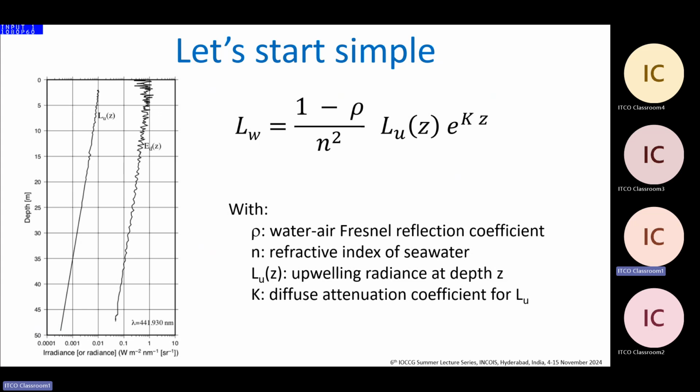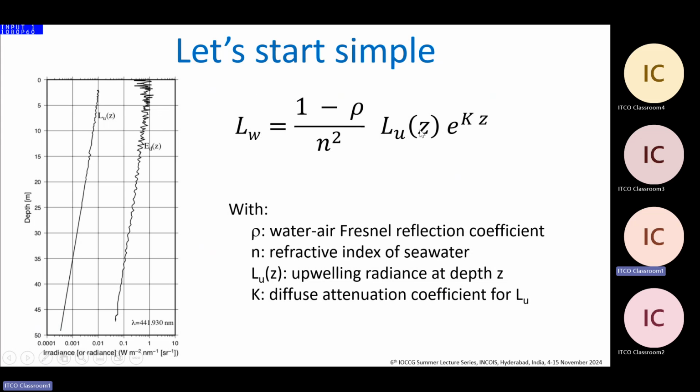So let's start with a simple example. You probably all know the typical profiles, on the left, of the upwelling radiance and downward irradiance in the water column that you can get from a free fall radiometer, for instance. And from the LU-Z, the profile of the upwelling radiance, we want to extrapolate to the surface and derive the water-leaving radiance. And the equation is that one.